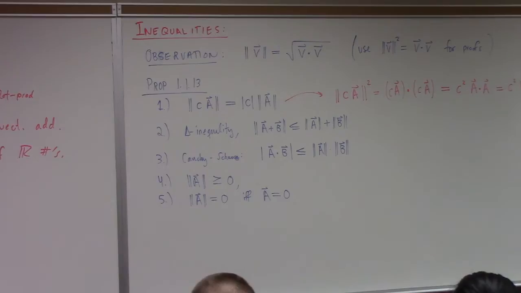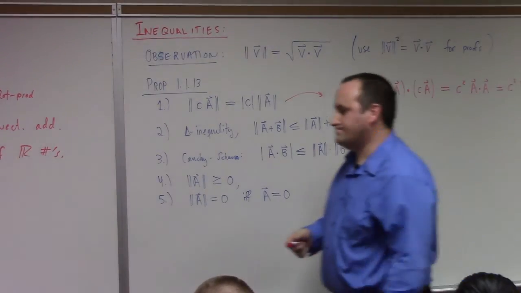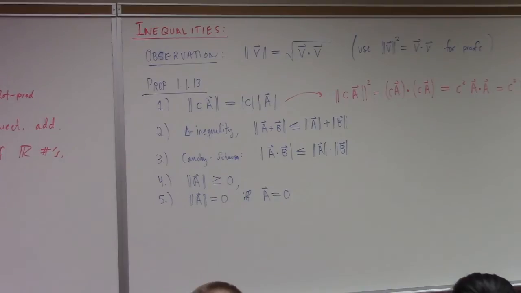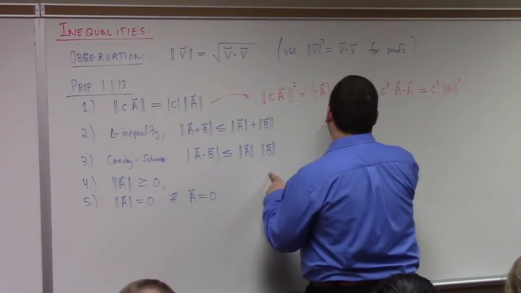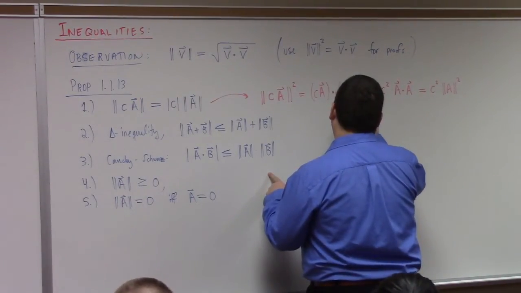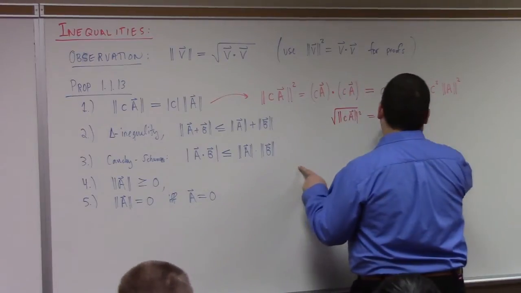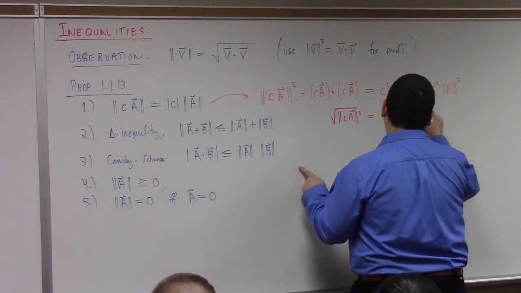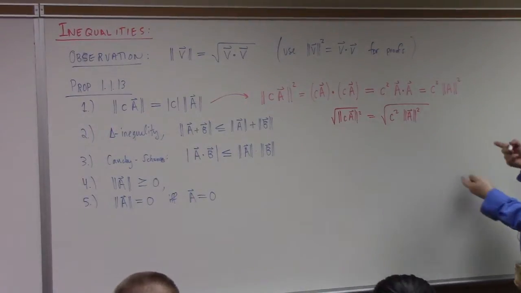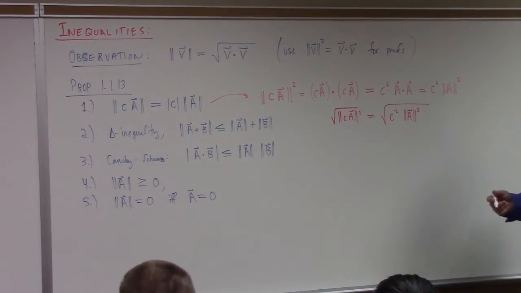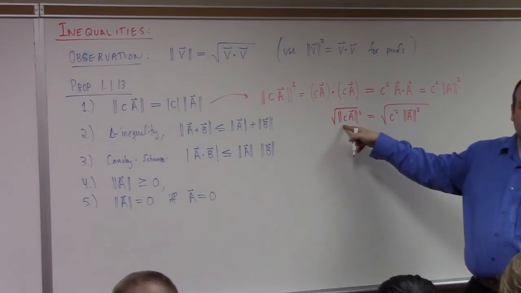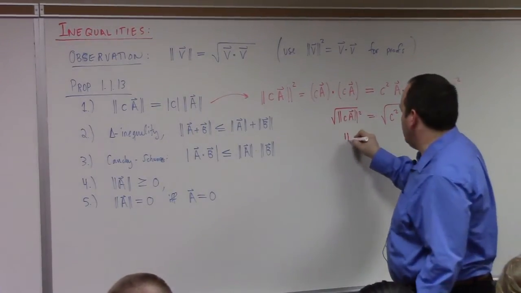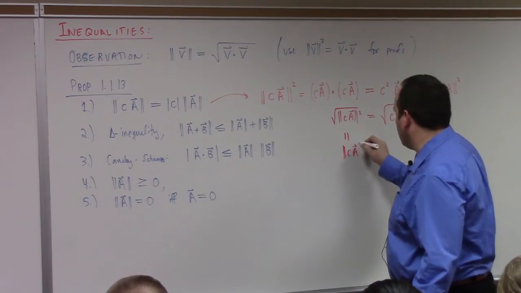The magnitude of CA squared is equal to c squared times the magnitude of A squared. Take the square root of both sides. What is the square root of the square of a real number? Well, it's the absolute value of the real number. In this case, it cancels because it's clear that the norm is positive, or non-negative. So this is just the magnitude of CA because we know that the norm is non-negative.